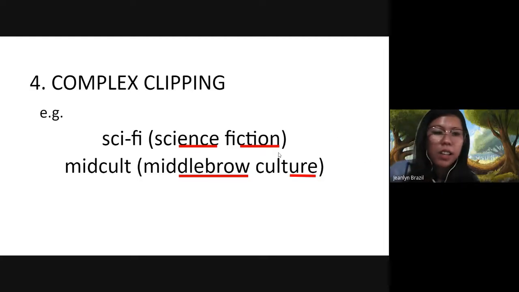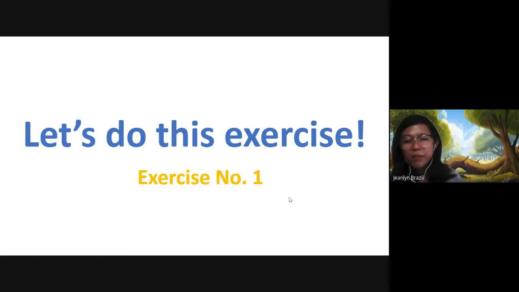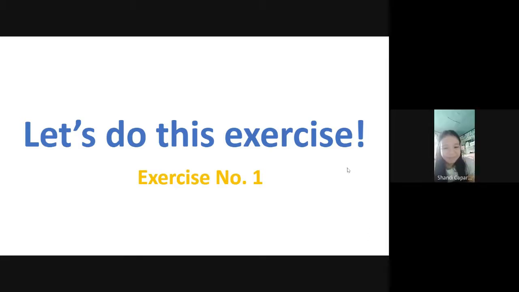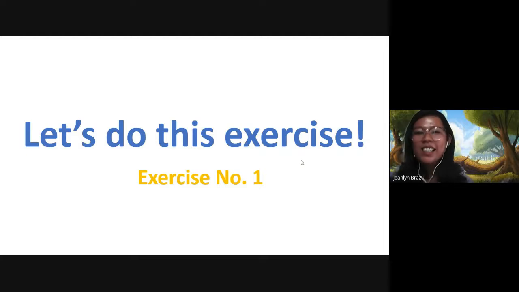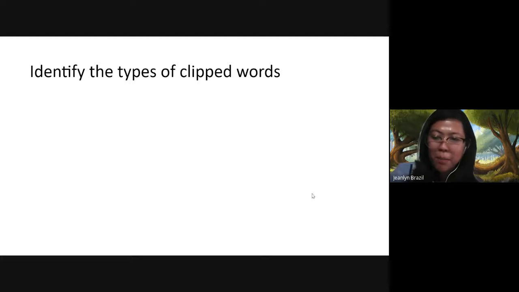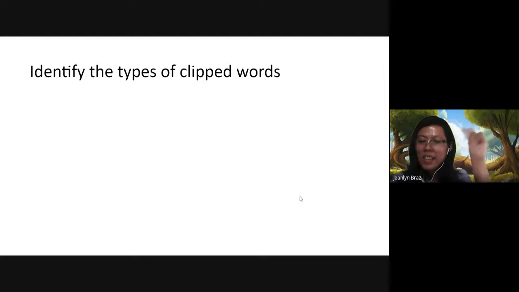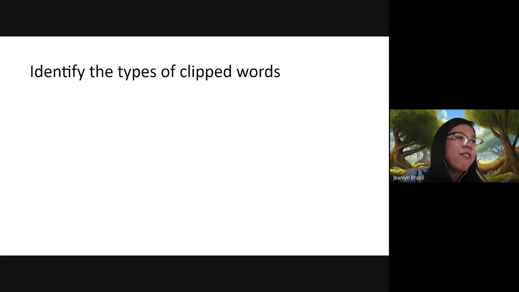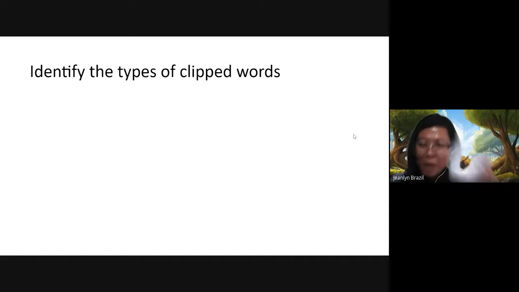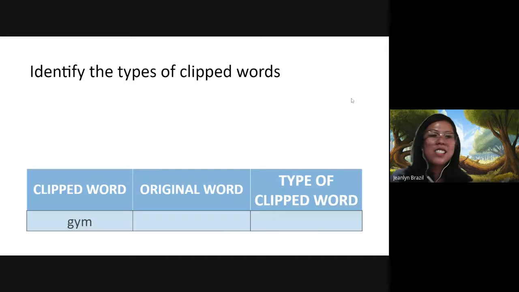So, can we proceed with the exercise? Are you ready? Yes, teacher. Okay, let's try exercise number one. Get your paper and pen. Do you have your paper and pen with you? You can get a scratch paper for you to be able to identify the types of clip words in this slide. Can you please raise your pen and paper? Sige nga, raise natin. Okay, I saw 5 participants raising their paper and pen. So, let's answer number 1.